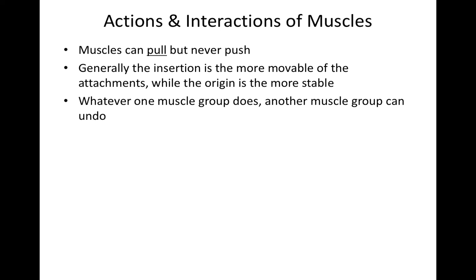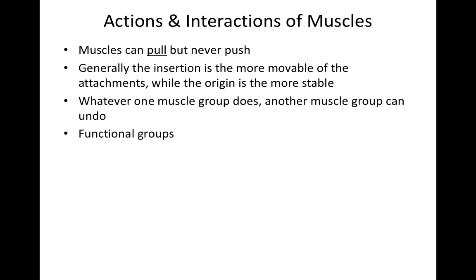So as a tip, you want to make sure that when you're writing down the action of a muscle, you don't write down, it flexes and extends. It can't. It can either flex or extend, okay? So one muscle cannot do opposing actions on the same joint.